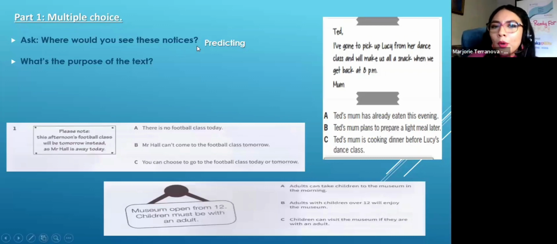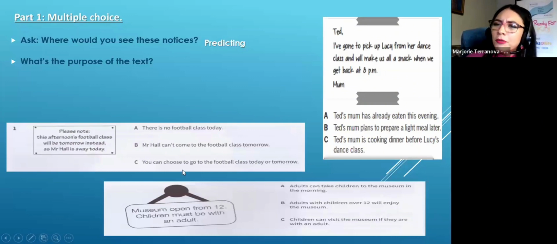So what is the purpose of this? Are we going to have classes today? Are we going to have classes tomorrow? And then they will find the answer probably before they start reading the options. This is the reason why it's important that they look at the text first and then the options. So when we are finding the purpose of the text, right?